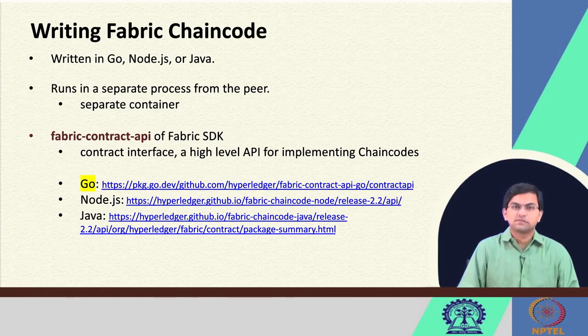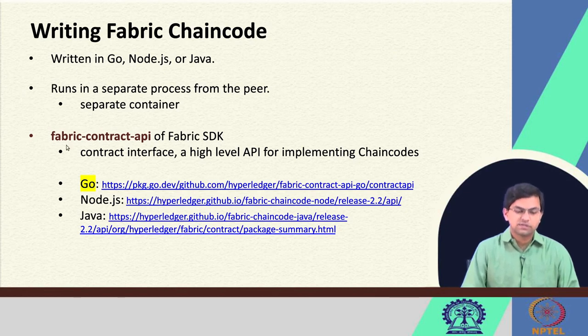So, these smart contracts or chain codes when deployed run in a separate process from the peer. When we deploy the chain code, it will be deployed in each peer. Each peer will have its own copy of the chain code, and these peers will be running them as separate processes. We will be using the Go programming language for this particular tutorial.